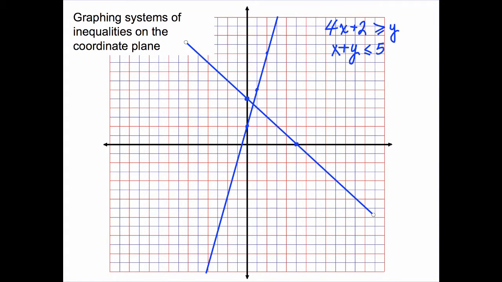And now we have to decide where to shade. So we'll start with 4x plus 2 is greater than or equal to y. We can test the origin, that's this point, in the inequality. So we can use 4 times 0, x is 0, plus 2 is greater than 0. That is true. So this point is part of the solution area. So we'll indicate that by shading this area down here.